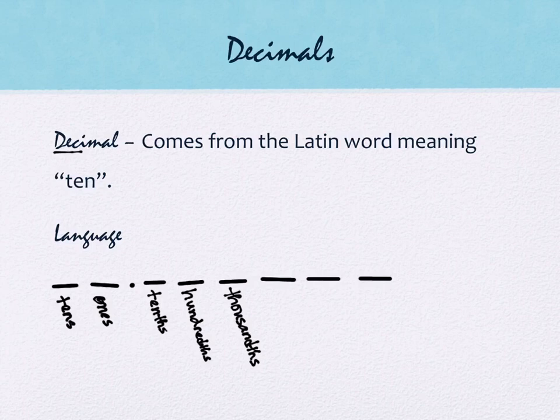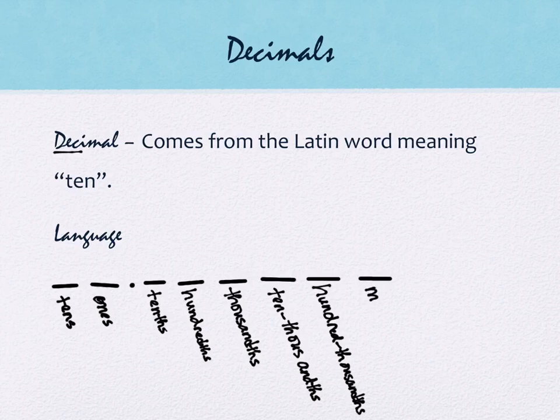So after we have thousandths, we have 10 thousandths. And then we would have 100 thousandths. And then we would have millionths. If we had one more, what would the next one be? 10 millionths, and then 100 millionths. Do you know what comes next? Billionths, right? So it's the same things that we would do on the other side of the decimal point with that THS on the end.